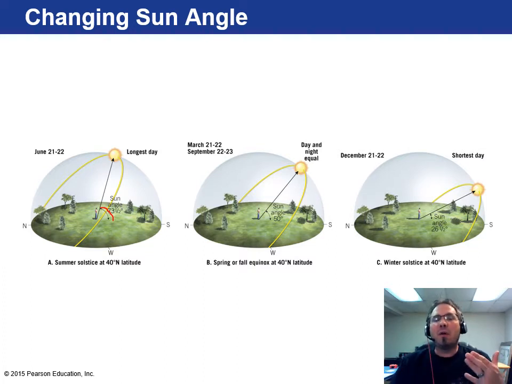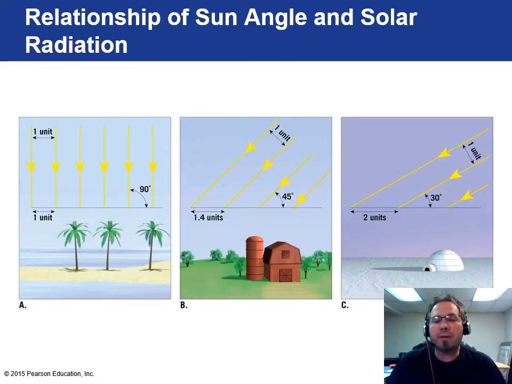So it's because of the tilting of the Earth that we get these long and short days and our seasons. And I'll show you some more examples of this as we go. To get a better understanding of the differences in the seasons, let's take a look at the angles again.